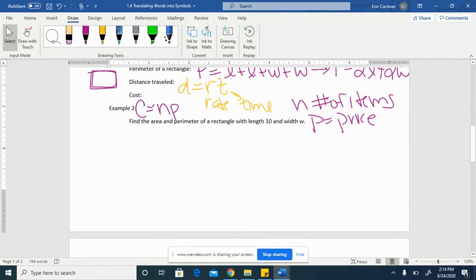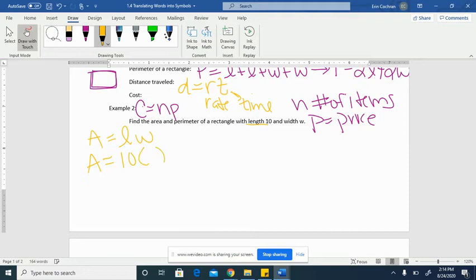Find the area and perimeter of a rectangle with the length 10 and the width W. As we know, the area is found by length times width. We don't know the answer to area, so we leave the A. A equals my length, which is 10, times my width, which is W. So 10 times W is just 10W. So the area of this rectangle would be 10W.